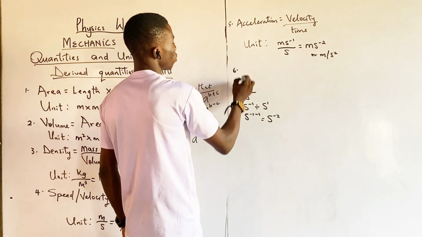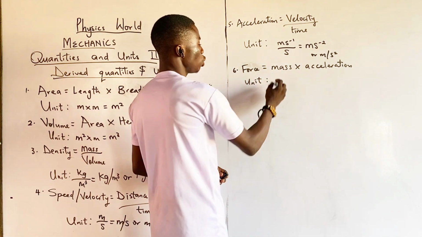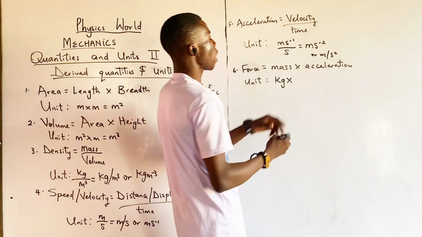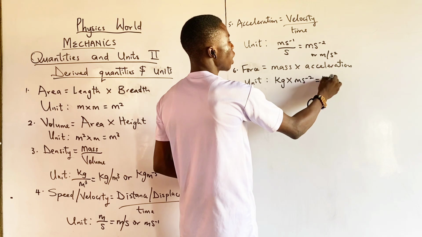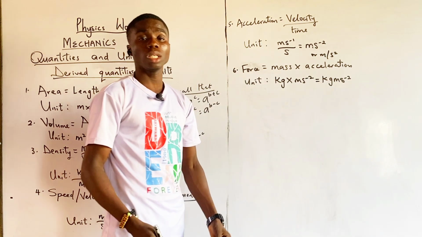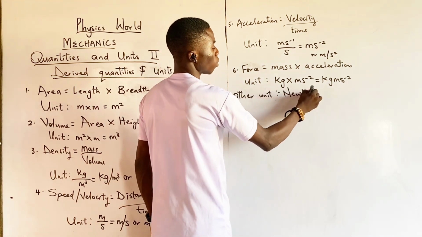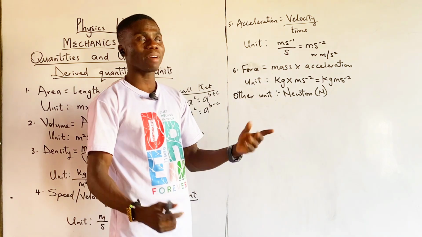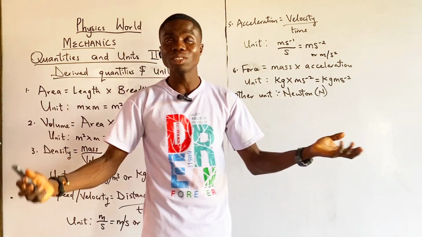Now, the next one. Okay, for force, force is mass times acceleration. What is the mass unit? The mass unit is kg, which is kilogram, and for acceleration it is meter per second squared, m s minus 2. So I can join them together, saying kg m s minus 2. And this force actually has another unit. The other unit of force is Newton. The person who found force is what we call Newton.